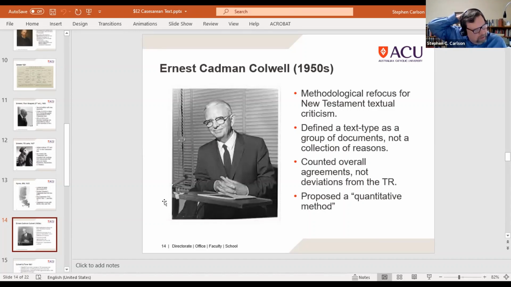And the other thing is he disagreed with Streeter and Lake's approach of looking at deviations from the Textus Receptus by counting overall agreements. You have to realize that when Lake and others talk about deviations from the standard Byzantine text, we didn't really have an edition of the standard Byzantine text. We just had the Textus Receptus. And so they were filtering out agreements with the standard Textus Receptus type.